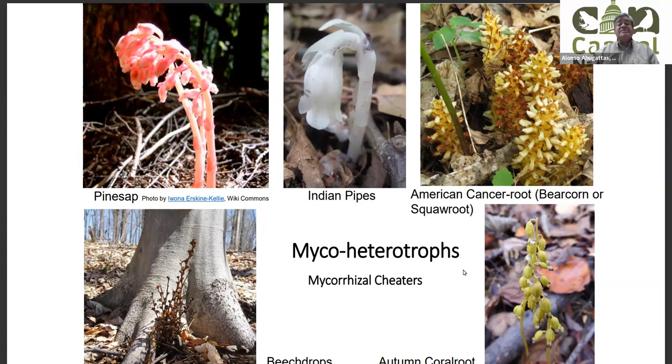But basically, these non-photosynthetic plants, and these are all plants, okay? They look like fungi, especially like Indian pipes and things like that, but they're all flowering plants. They only send up their flowering structures out of the ground when they need to do so, and in some cases don't do it every year. So anyway, these are mycorrhizal cheaters, a very neat way.